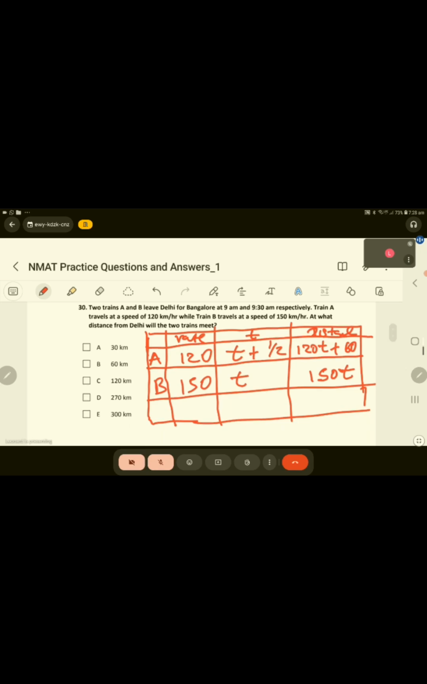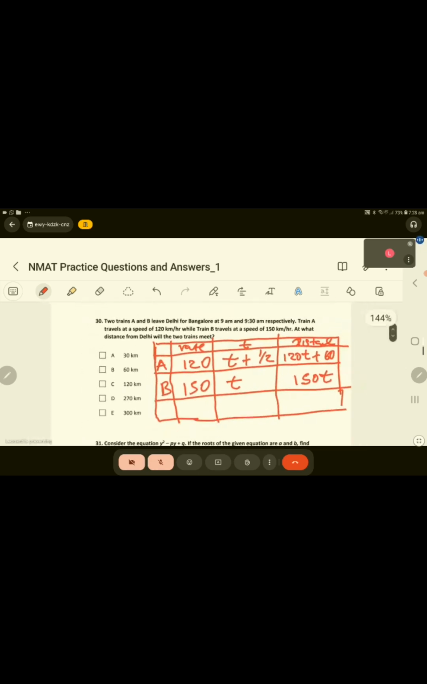Remember what the question is asking. The question is asking at what distance from the lead will the two trains meet. When they meet, at the meeting point, 120t plus 60 equals 150t. If we collect like terms together, 60 equals 150 minus 120, which is 30t. So 2 equals t. Is that not? 60 divided by 30 is 2.